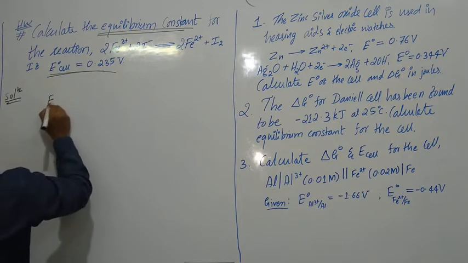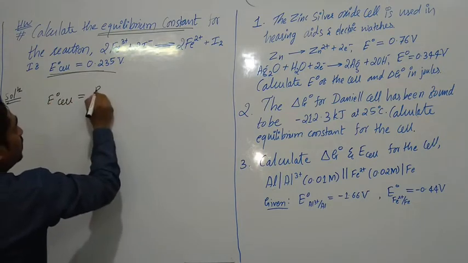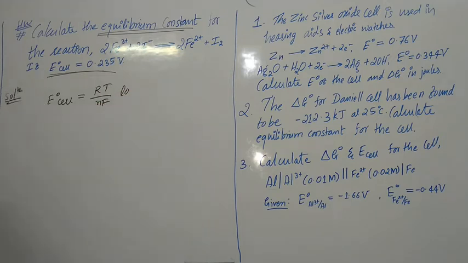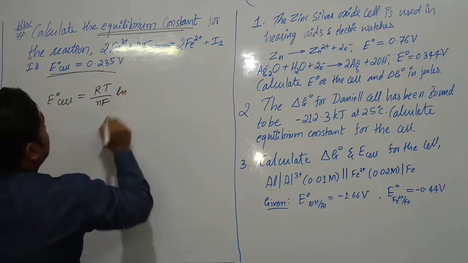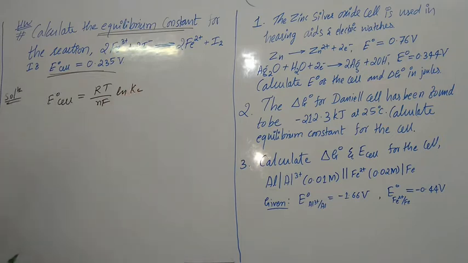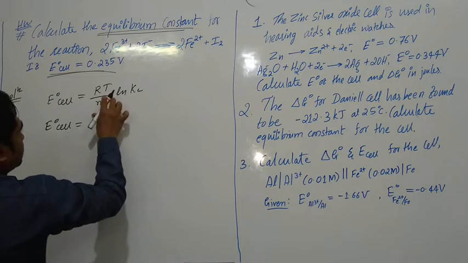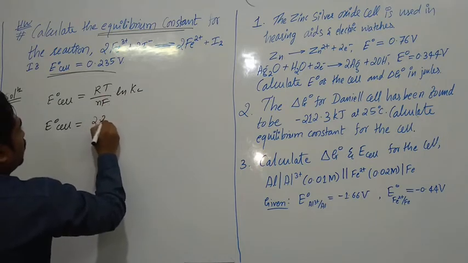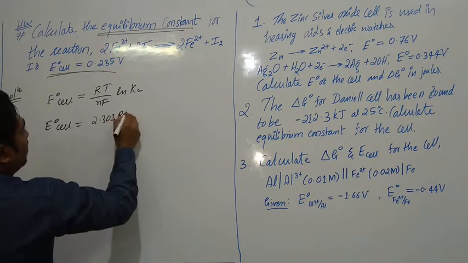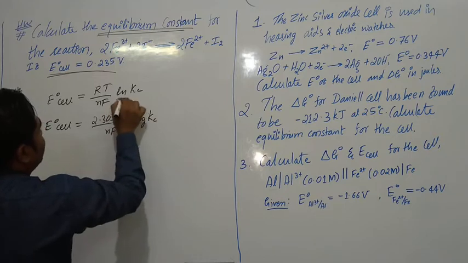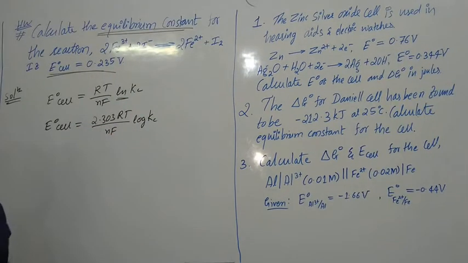Yes. E° cell is equal to RT divided by nF, ln Kc. So now E° cell is equal to, I'll write 2.303 RT divided by nF log Kc. I have converted the natural logarithm into log to the base 10.